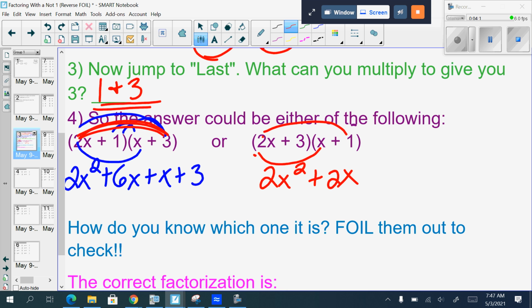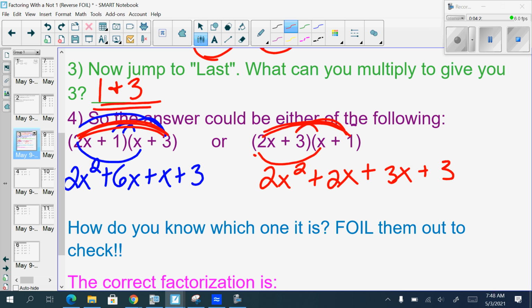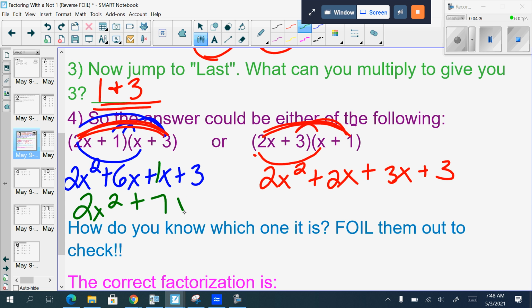But here, 2x is getting multiplied by 1. That's why the order matters, okay? So then your inner 3 times x is going to give you 3x, and then last 3 times 1 is 3. So let's simplify each one now. This one is going to be 2x squared plus 6x plus 1x is 7x, okay, plus 3. So they're both going to have 2x squared and 3 in them, but it's that middle term now that will tell us which one is the right answer.